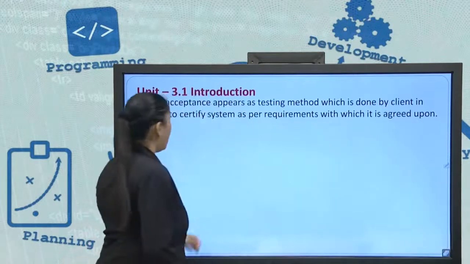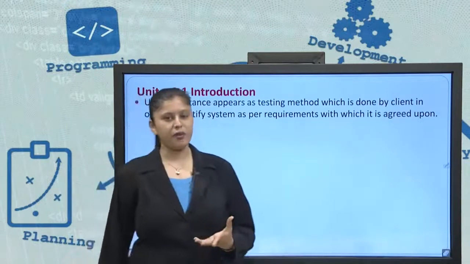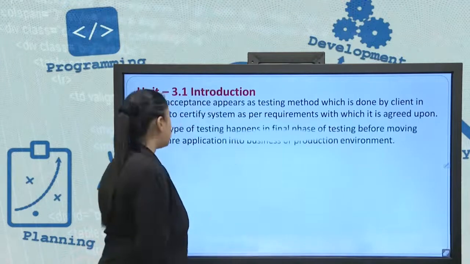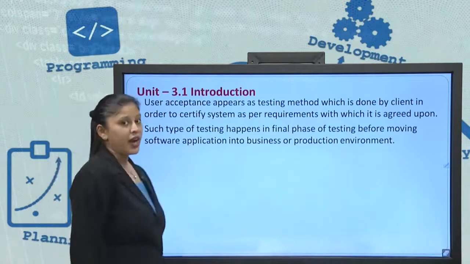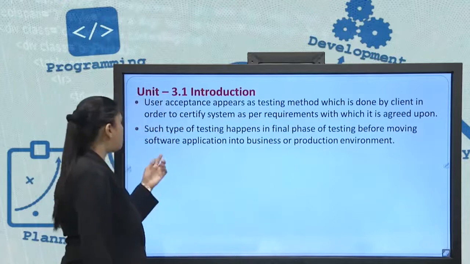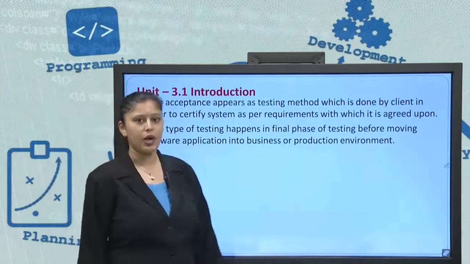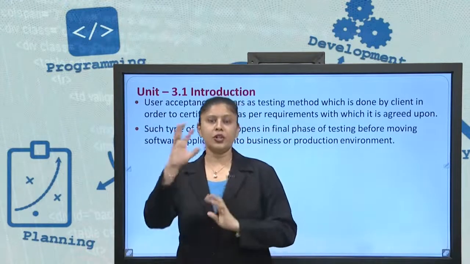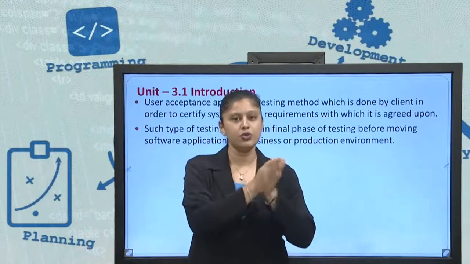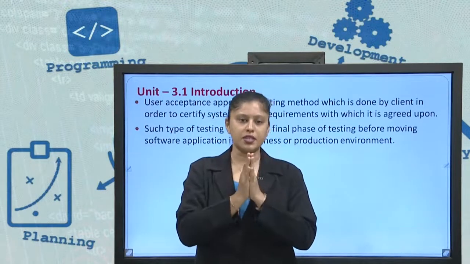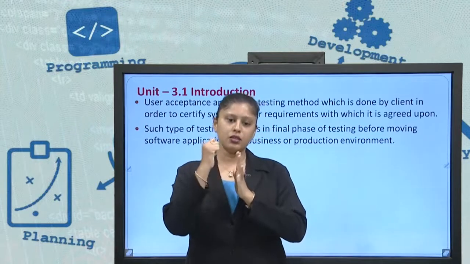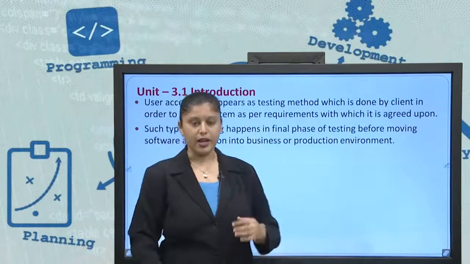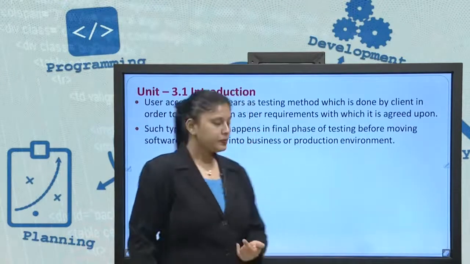testing. Alright, and it is actually based on the customer requirements that they would have levied before giving us the software for development. Such type of testing happens in the final phase of testing before moving the software application into the business or production environment. So when the whole software is developed, that whole software is tested by my user, and this is the final phase of testing. Once my user gives a check mark that yes, this is proper software, after that only it turns into a business product. Alright, so it comes at the final phase only.